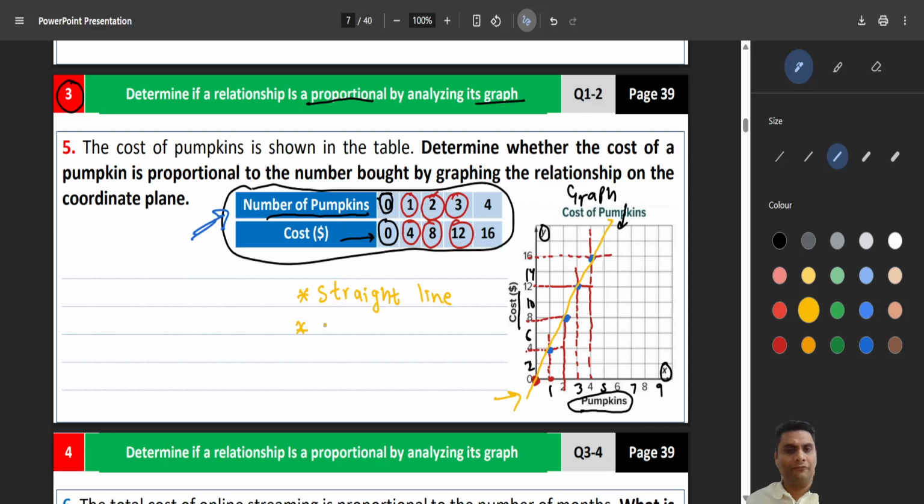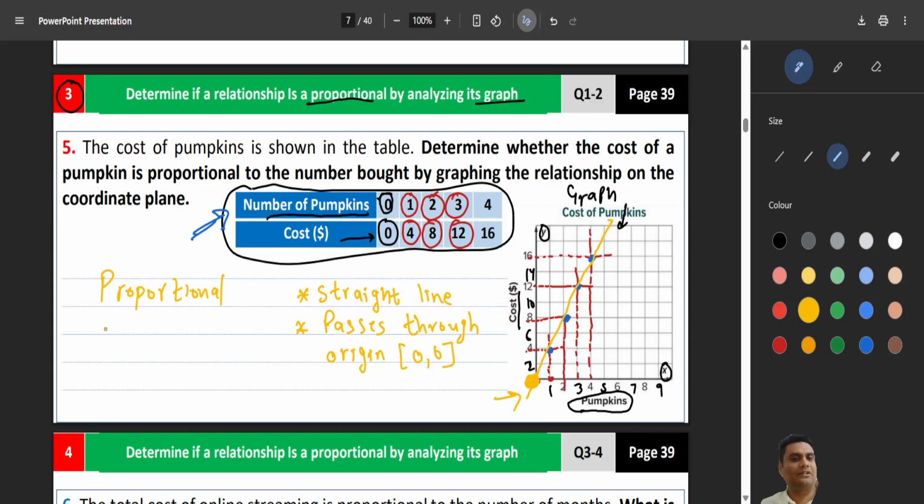Second, if it passes through the origin. What is origin? Origin means 0, 0. Where is 0, 0? Here, this is 0, 0. Check this one. So if a line is straight and it passes through 0, 0, then we call it proportional. Okay? So check this graph. In this graph, this line is straight also and it is passing through 0, 0 also. So this graph is basically proportional.